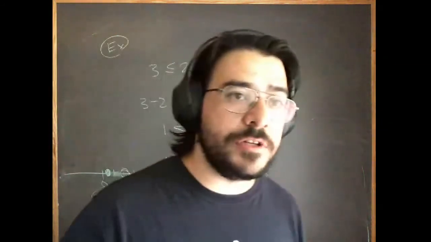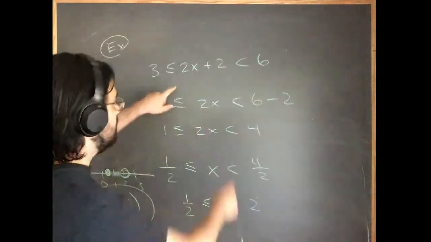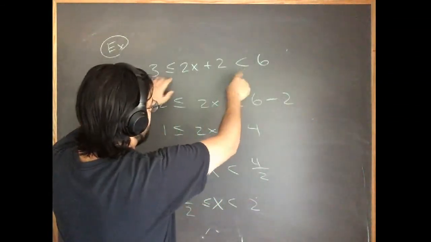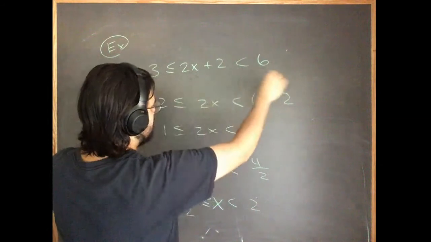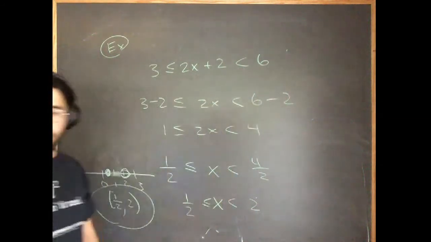And again, it's a compound inequality because there's two pieces here. So when you're dealing with a compound inequality, whatever you do to the middle to isolate the x, you do to the right and the left.